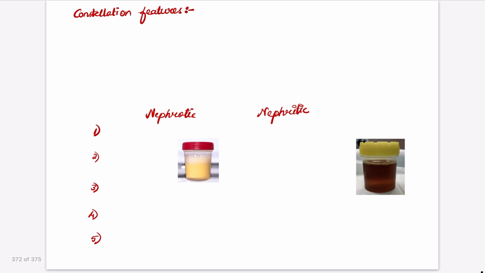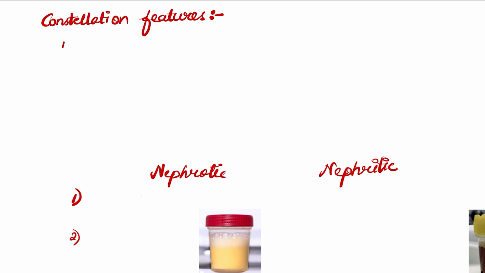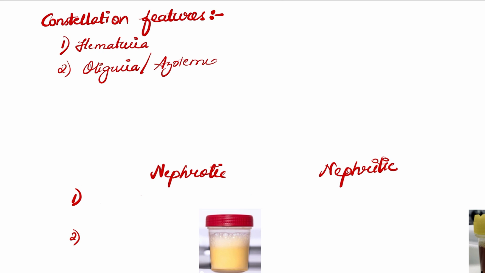Coming to solve the third question, what are the constellation features of nephritic syndrome? Nephritic syndrome constellation features are mainly hematuria, which appears as cola colored urine, and oliguria, as the renal function goes down, and azotemia, that is raised blood urea nitrogen and raised creatinine.